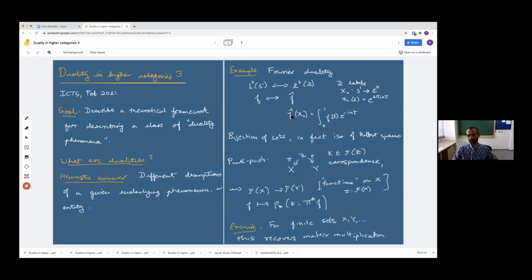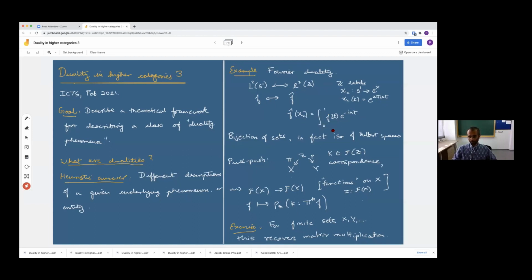If I just hand you f hat of chi n, that's just a list of numbers, and somehow this list of numbers has the information required to reconstruct this function, and you can go back and forth. This is an example of duality where you have two sets being matched up. You have a bijection of sets, and in fact, there's more structure on these sets. These are Hilbert spaces, and you have an isomorphism of Hilbert spaces and so on. In any case, the point is that this lives at the level of sets. I have two sets, and I can identify these two sets, and there's a specific map which identifies them.